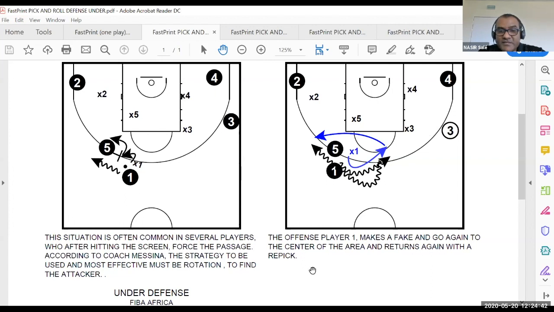In this situation, offense player one makes a fake, and you can lean for X1 to come under, and go again to the center of the area, and return again for the switch for the repick. After you come to the ball, use the repick, and must continue to the driver in the middle zone.